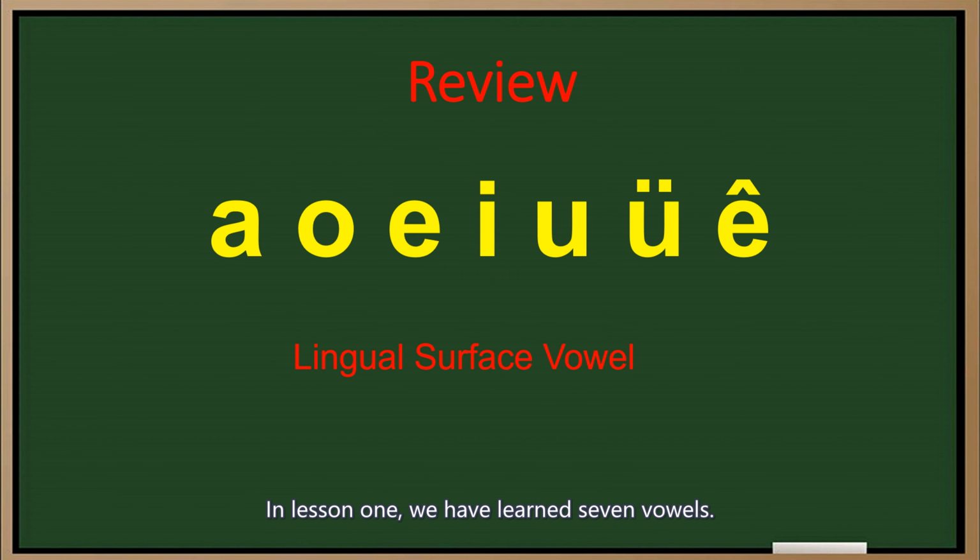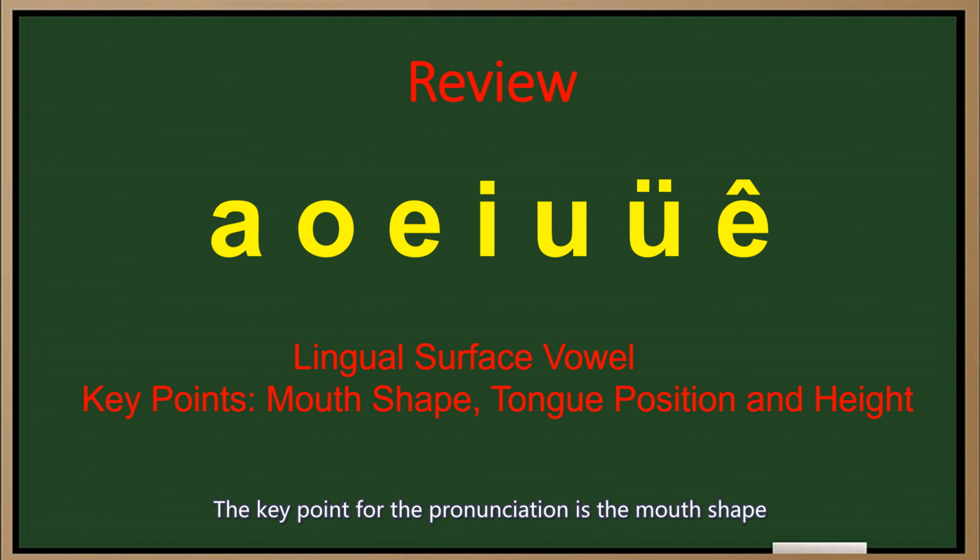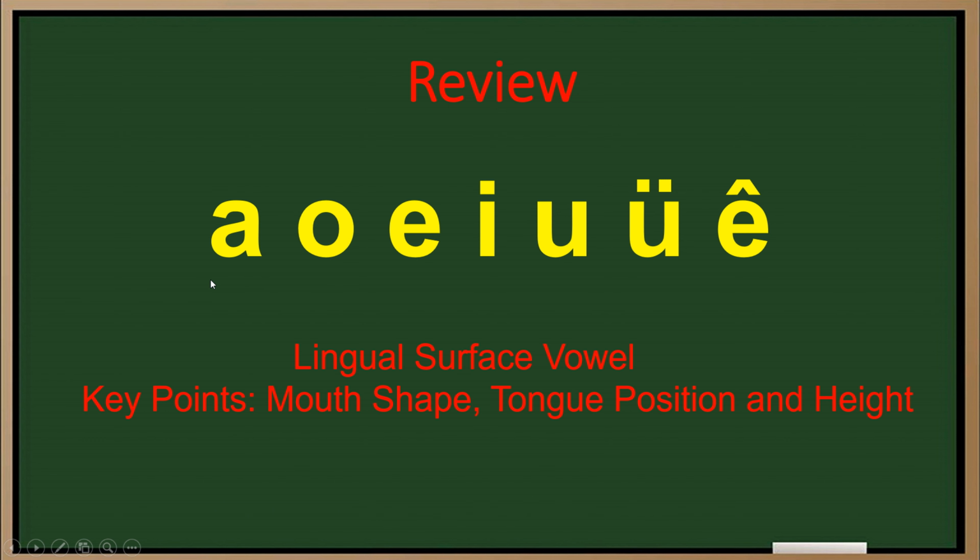I'm your teacher, Anson. First, let's review our lesson 1. In lesson 1, we have learned 7 vowels. They are all lingual surface vowels. The key point for the pronunciation is the mouth shape, tongue position, and height. Okay, everybody follow me.